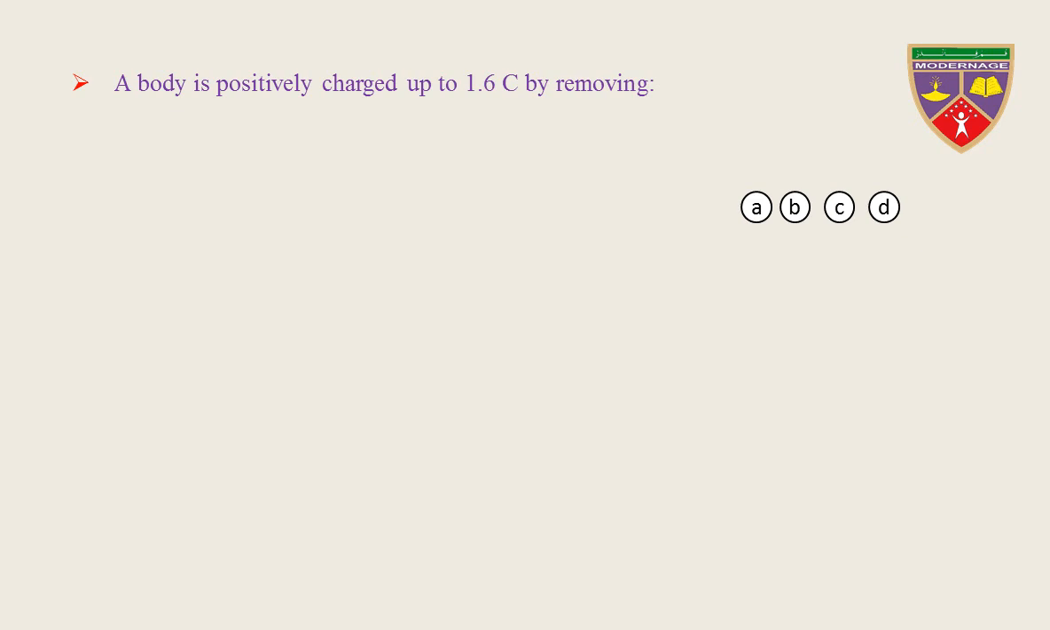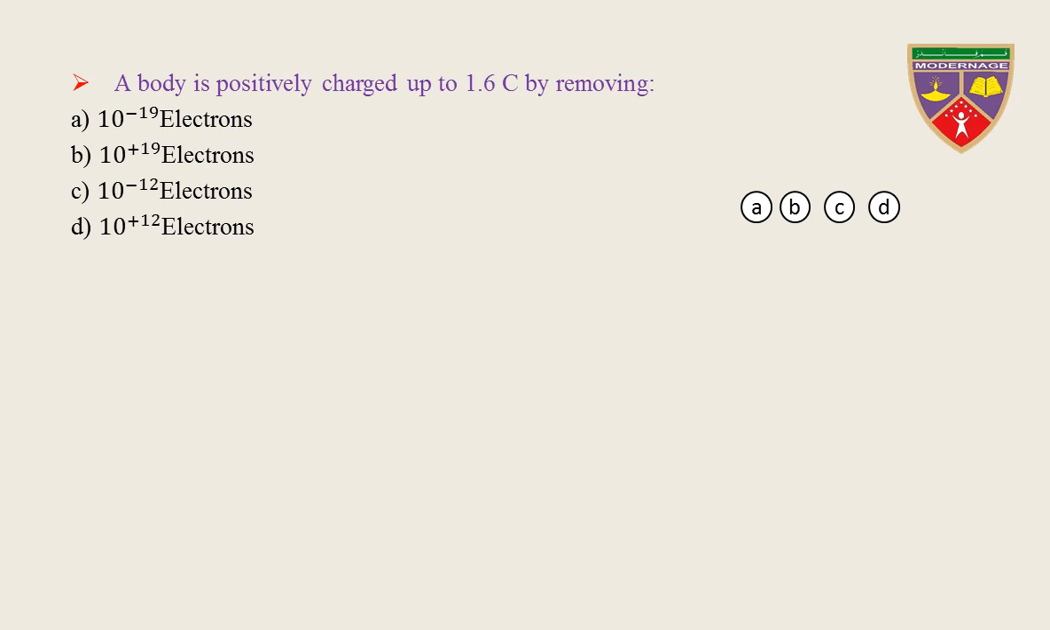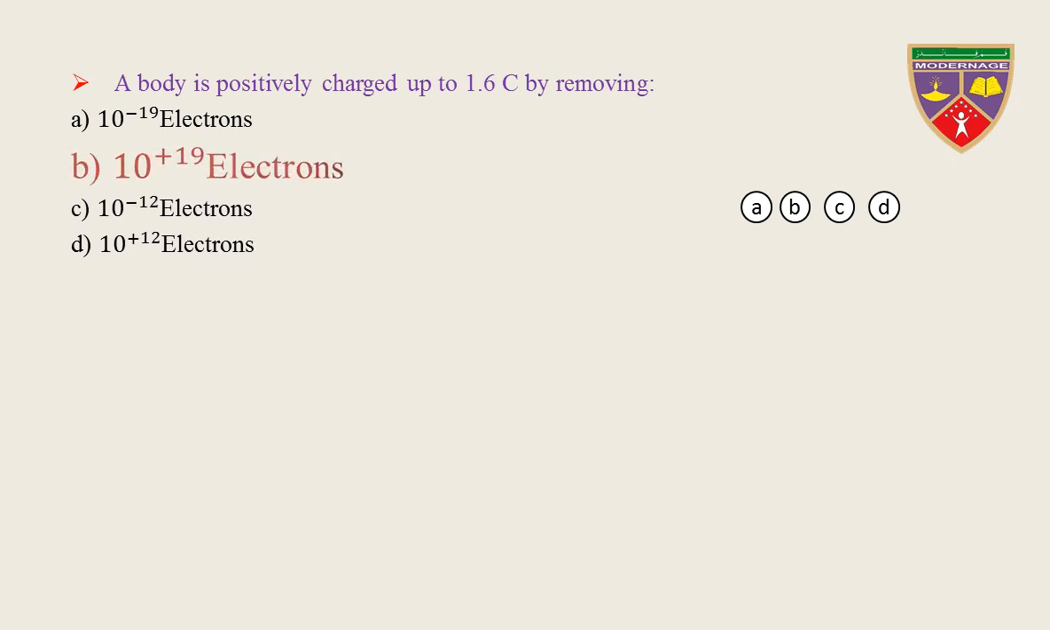A body is positively charged up to 1.6 coulomb by removing: option A, 10 power minus 19 electrons; B, 10 power plus 19 electrons; C, 10 power minus 12 electrons; D, 10 power plus 12 electrons. The correct option is 10 power plus 19 electrons. Therefore, the correct option is B.